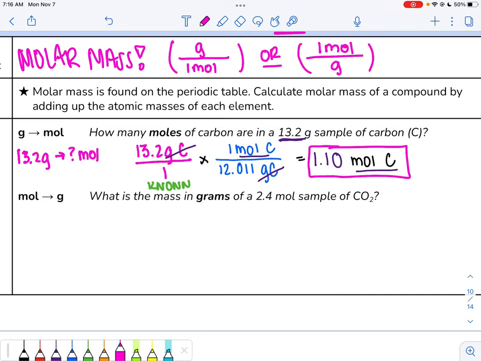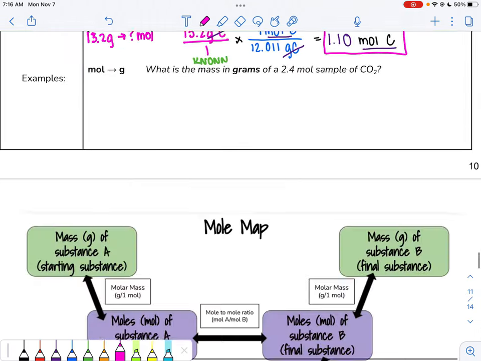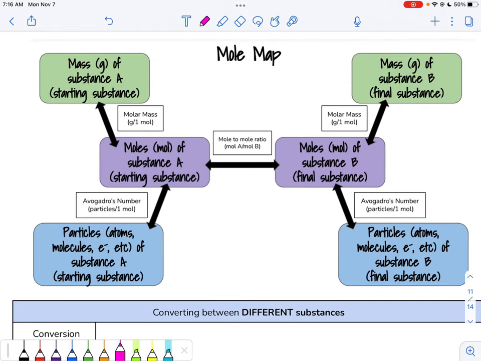All right, you're going to try one now, going from moles to grams, opposite of what I just did. So, pause the video, complete that calculation, check in with the answer key, then come on back.